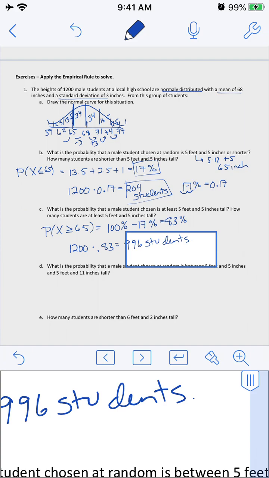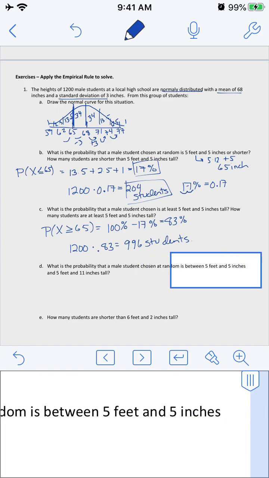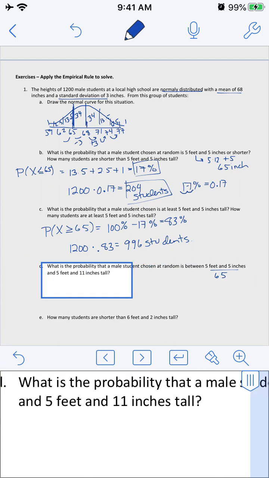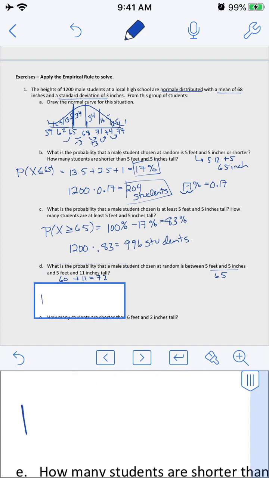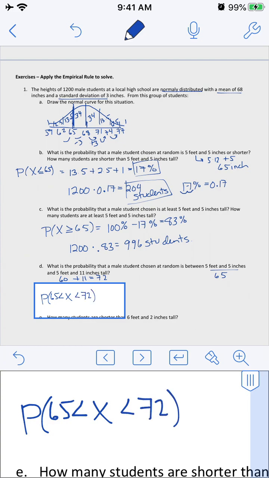Alrighty. What is the probability that a male student chosen at random is between 5 feet 5 inches and 5 feet 11 inches? So now we've got a between situation, both of them not quite in inches, so let's convert this one. We already know that one, that's 65, but 5 feet 11 inches is going to be 60 plus 11, or 72 inches, right? The 60 inches and then 11 more. So we want the probability, how do we write between? Well, we're going to have an x. It's got to be greater than the 65, and he has to be less than 72. So we get this combined 65 is less than x is less than 72, so someone in between.